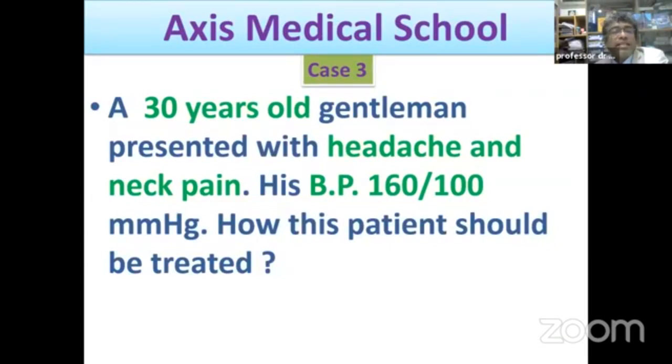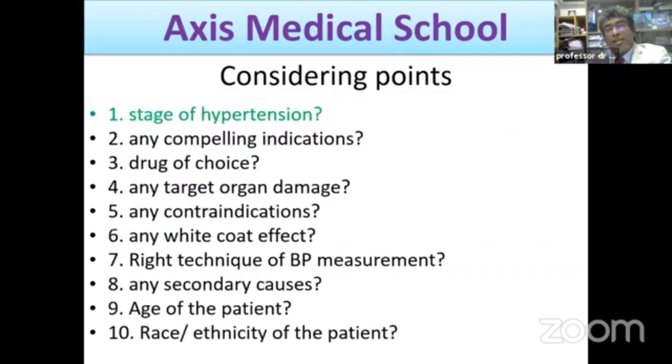So case 3, a 30-year-old gentleman present with headache and neck pain. His blood pressure is 160 over 100 millimeter mercury. How this patient should be treated? So here also this patient has got some presentation symptoms like headache and neck pain, and his blood pressure is 160 over 100 millimeter mercury. So at first we have to see in which stage of hypertension the patient is now on, and before starting treatment, we have to consider these 10 points.